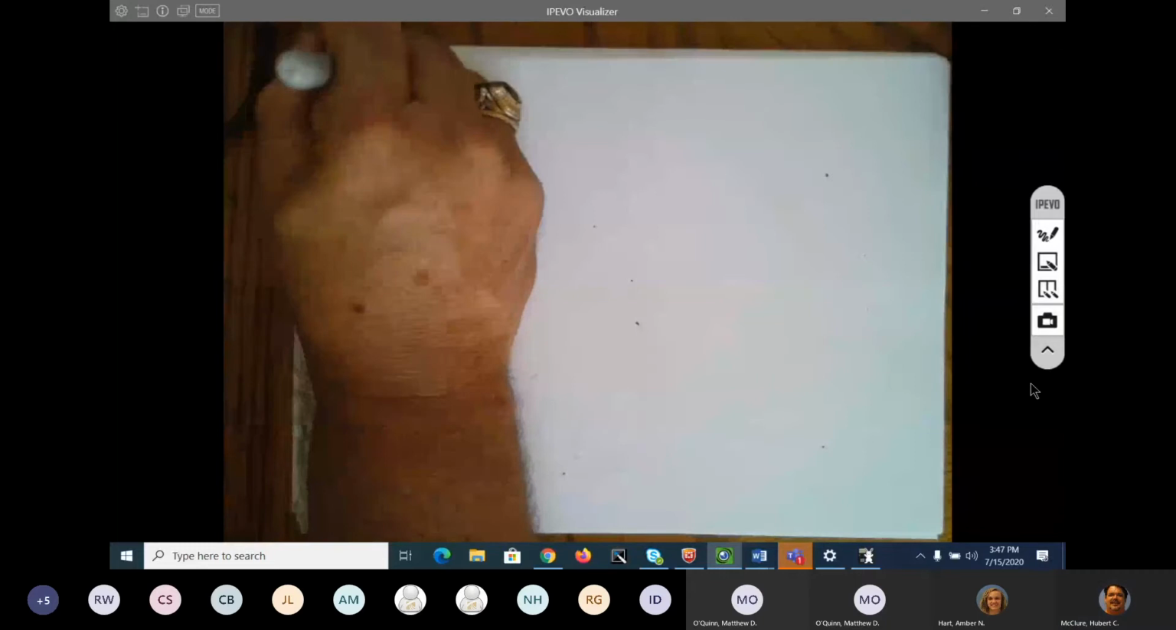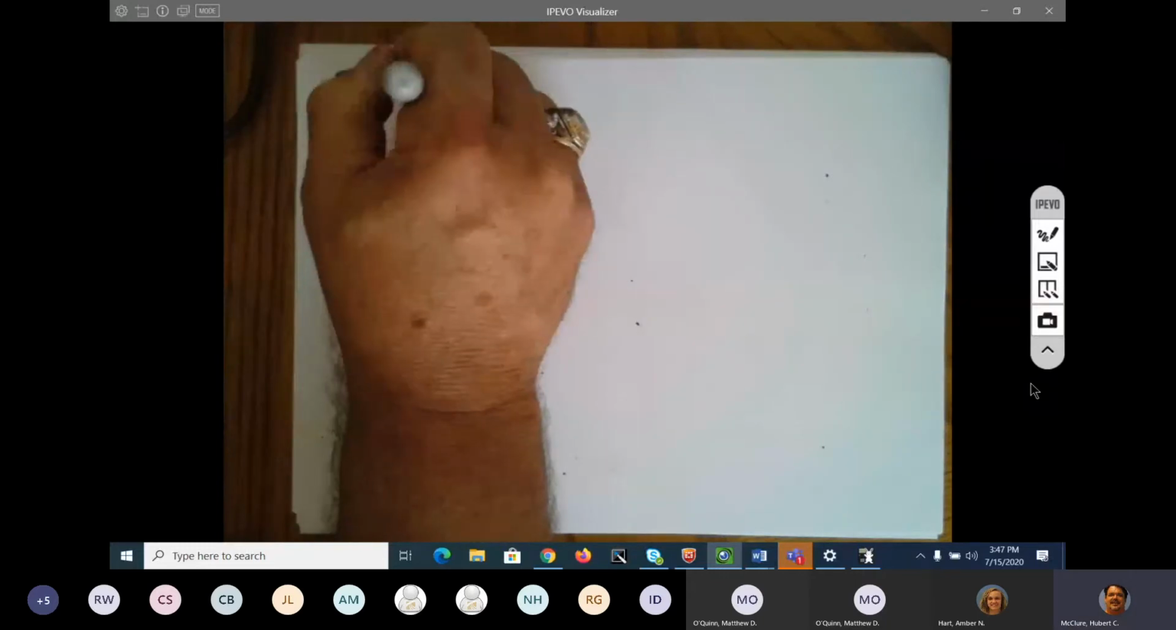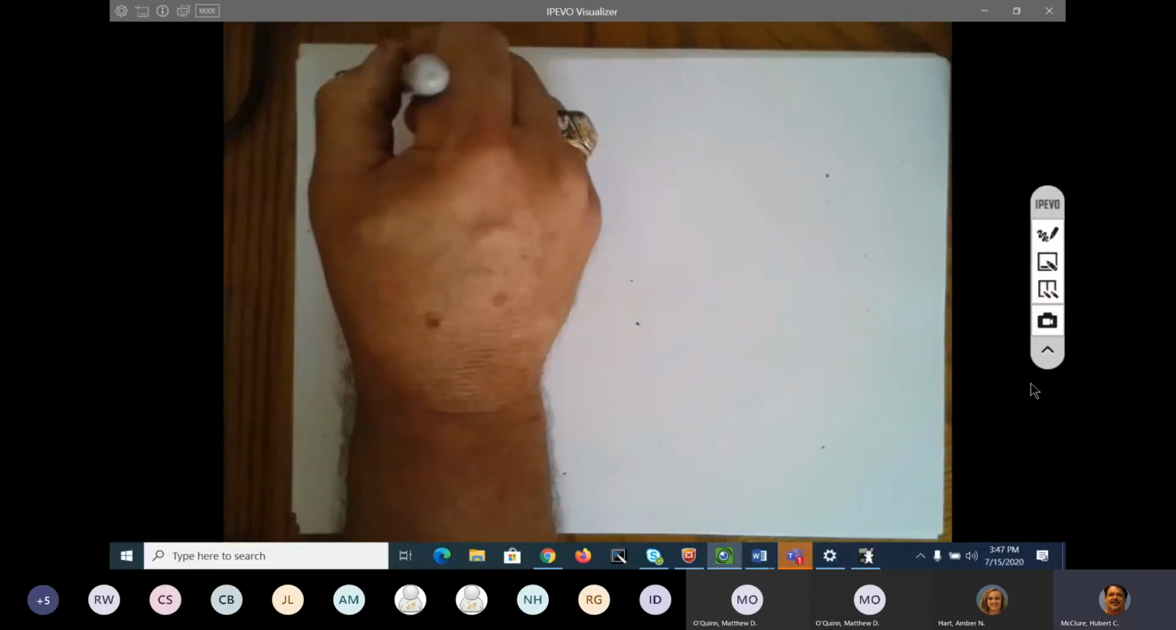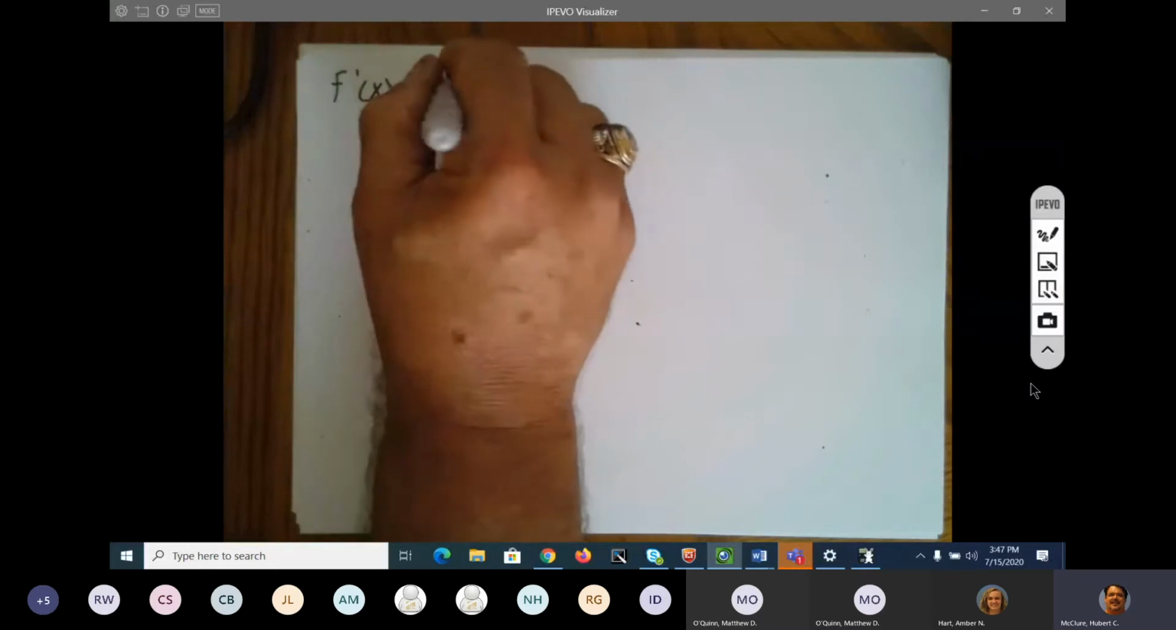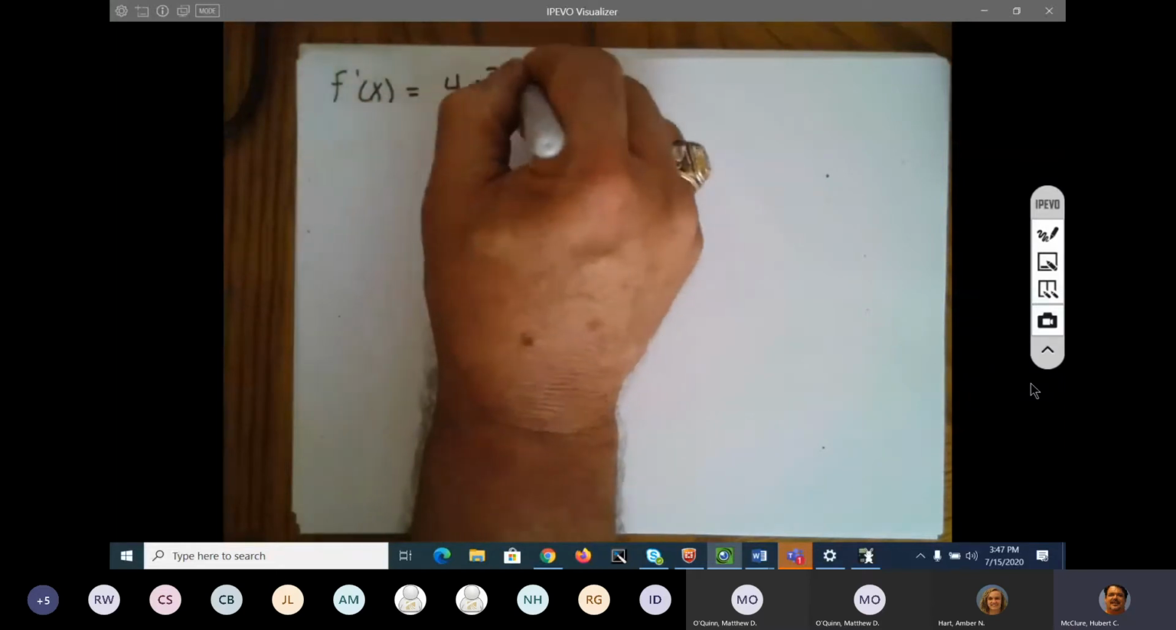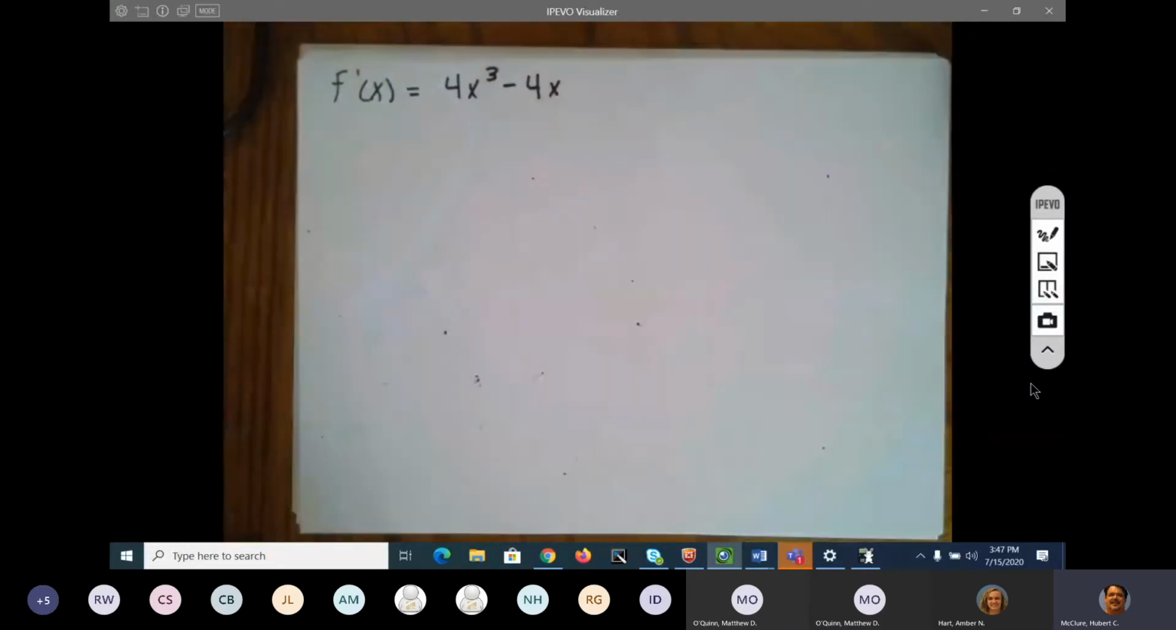So f prime of x is equal to 4x cubed minus 4x. And I'm going to give y'all another minute to finish it and tell me what the inflection points are, and go ahead and try to sketch it if you can, and after you sketch it, try to graph it.